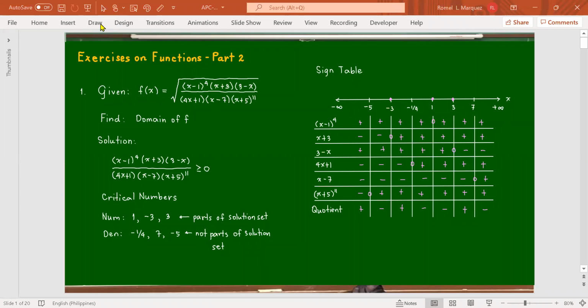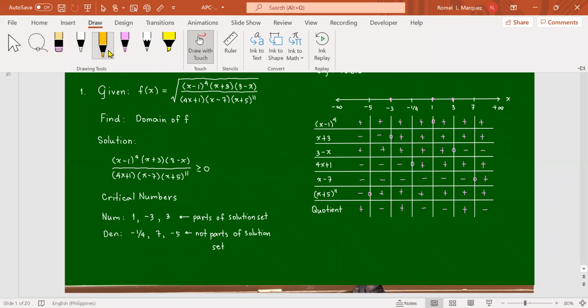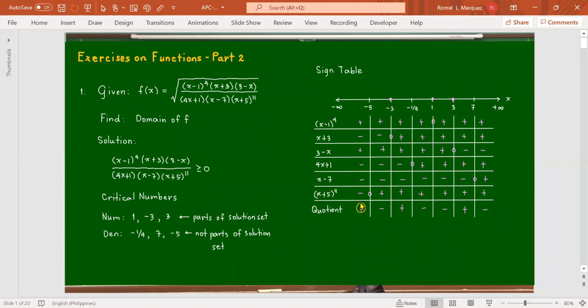So we now have the following. We want it greater than or equal to 0. So we have the following intervals. Negative infinity to less than negative 5. And then we have from negative 3 to less than negative 1/4. Then include 1, no? We have to include 1 because 1 here is not included in any interval.